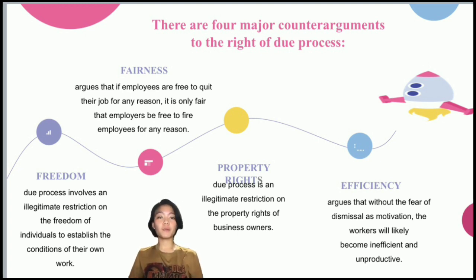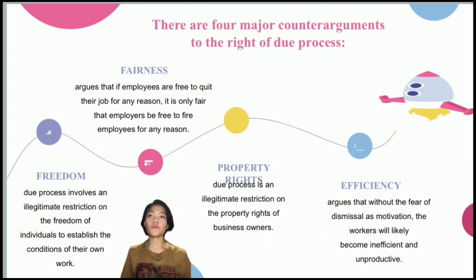The third is property rights. Due process is an illegitimate restriction on the property rights of business owners. So here are the examples of property rights.